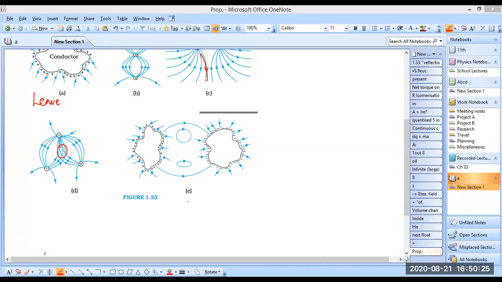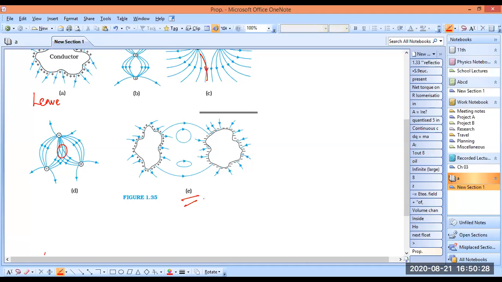Fine. Okay, now let's go to E. Let's go to E. What do you think about E? Is it correct or not? Okay. Cannot form closed loops.